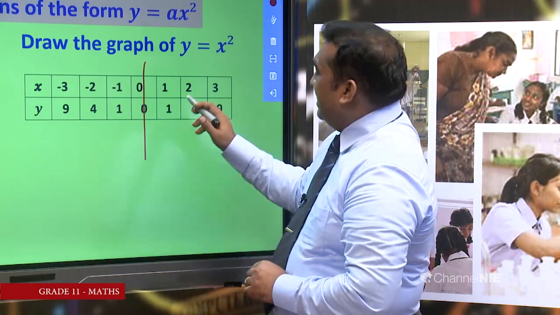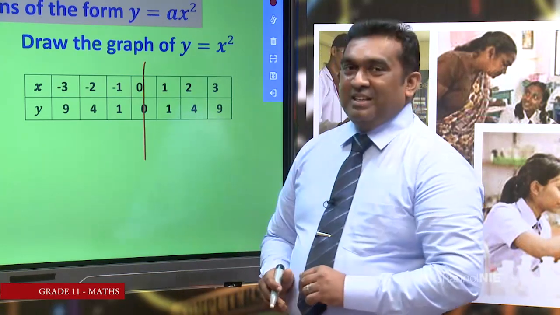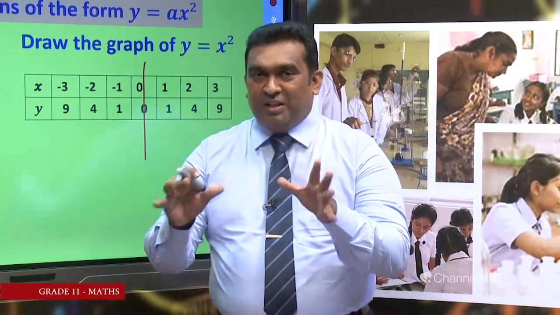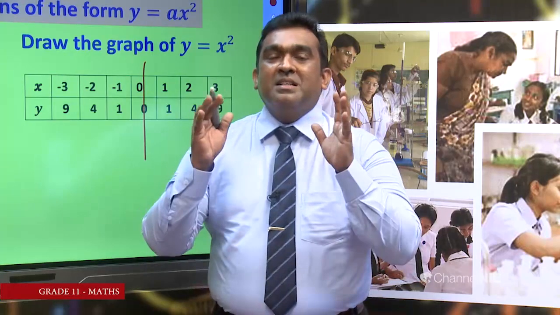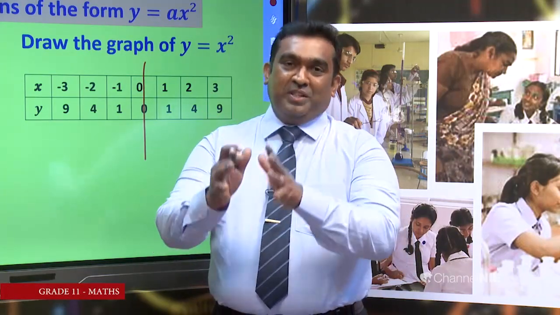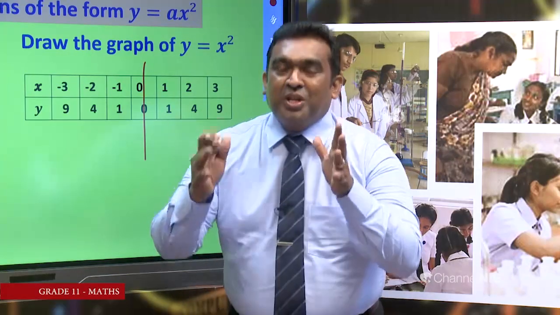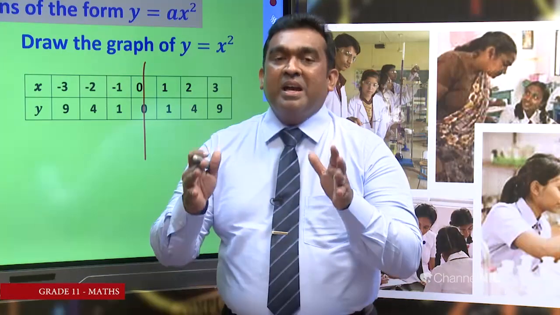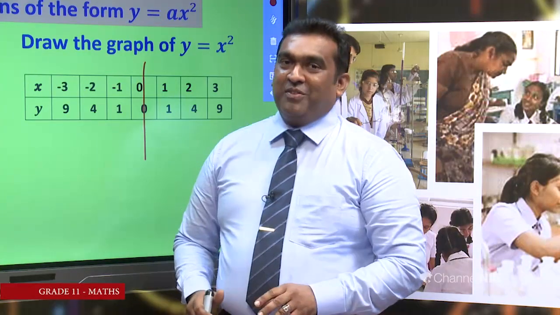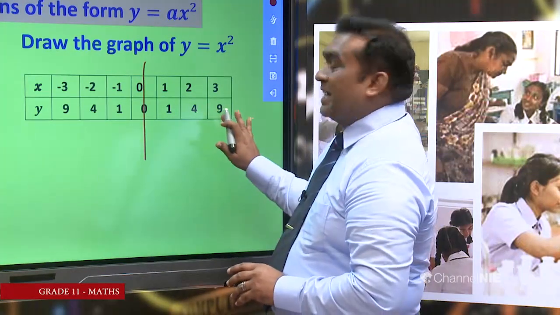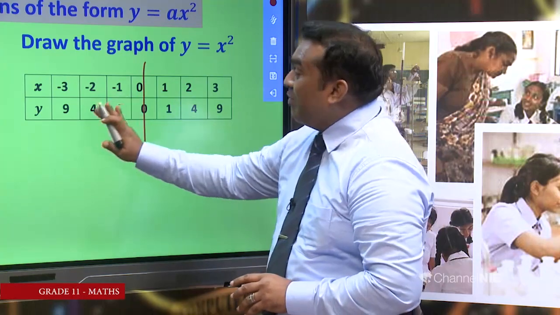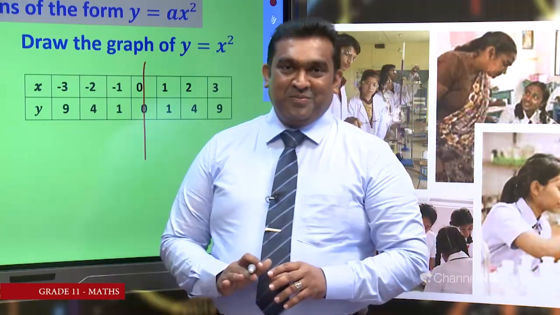Right hand side, 1, 4, 9. Symmetrical values. By considering the symmetry of the curved line graph, you can find out right hand side values if you have left hand side values.